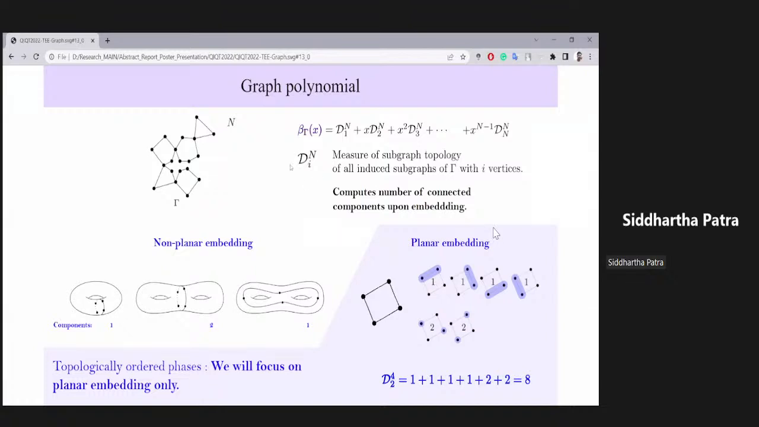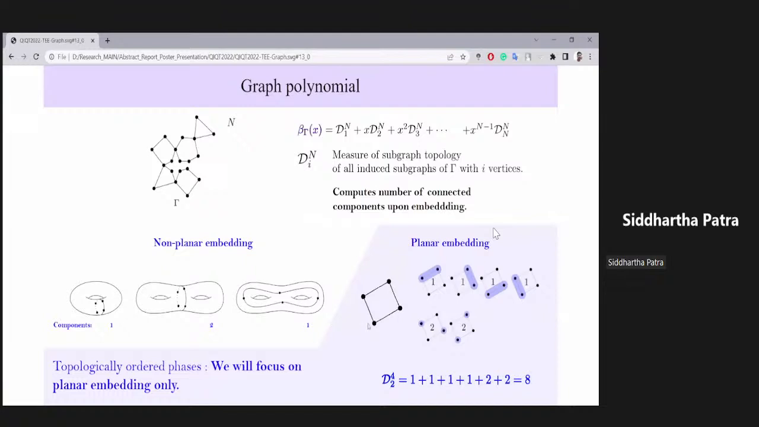Now this polynomial value depends upon the embedding. So you can embed the graph on higher genus surfaces, as shown here for non-planar embedding. But in our case, we will focus mainly on planar embedding. For a cycle graph, that means a circular graph here with 4 vertices, the polynomial value is given here. Let's say we want to calculate D_4,2. 4 means there are 4 vertices in the graph, and 2 means we want to calculate the polynomial value for all subgraphs with 2 vertices.